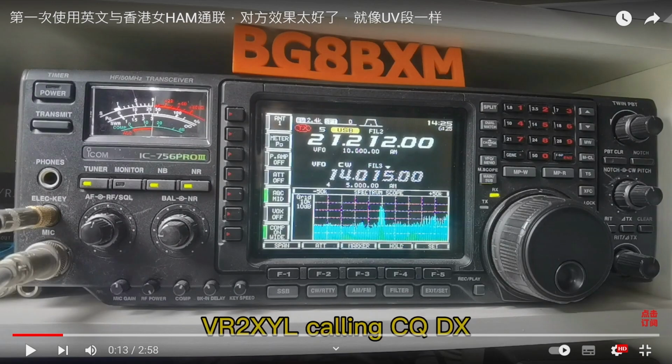But 20 means how much? Let me see. 100, yes, 100 times the signal strength. Yes, 100. And any more? Yes, there is one more thing you can see.